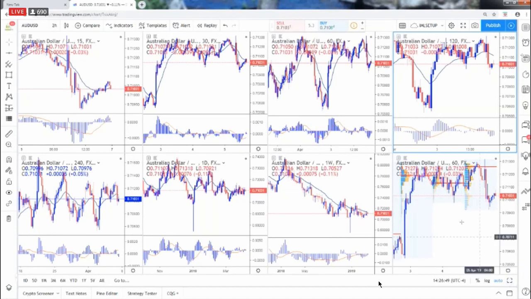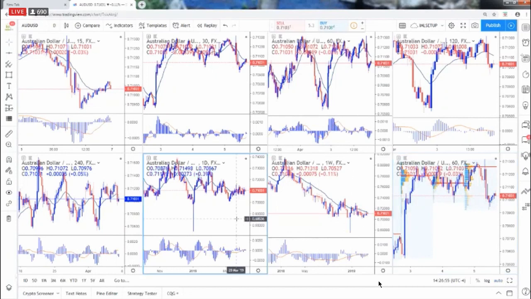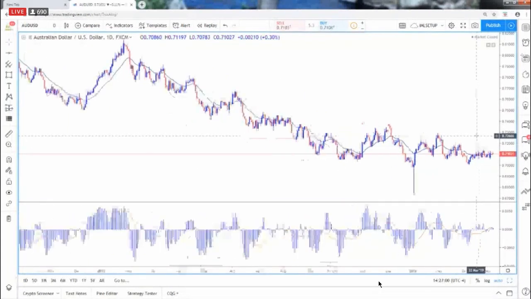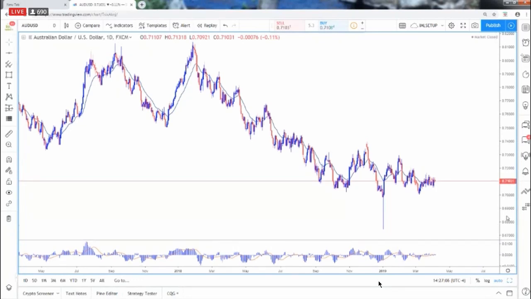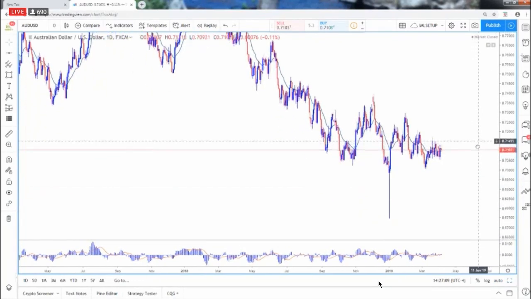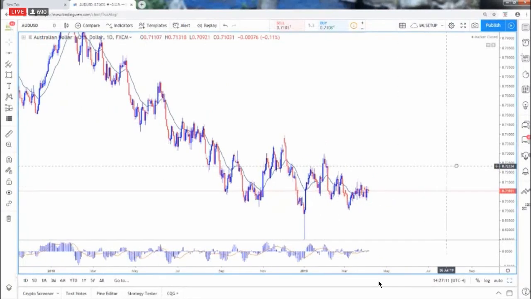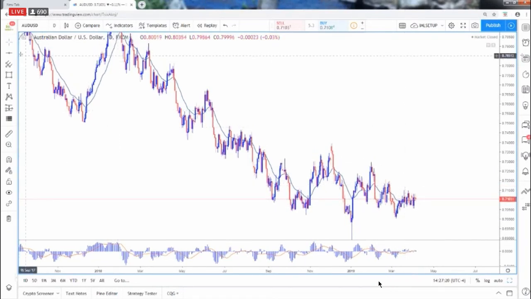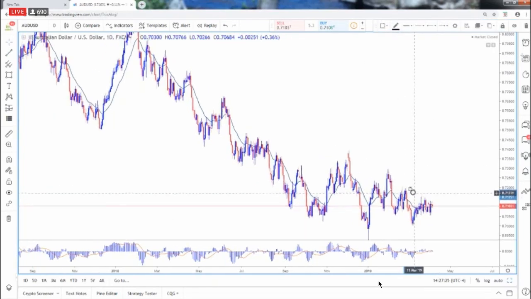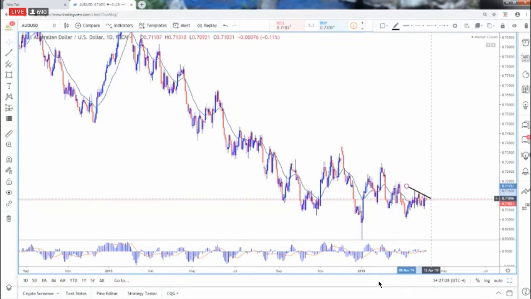Let's take a look. Actually, I like this chart here. Let's take a look at this daily chart. Here's what we got. The daily chart of the AUD USD, you can see the market jumped up and has been in this consolidation mode. Quite honestly, it looks more of the type that wants to pop up rather than do nothing.